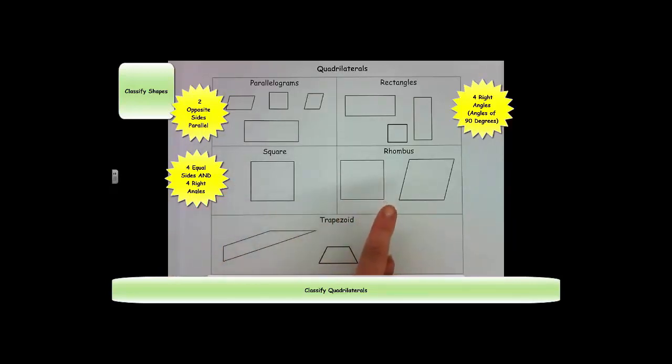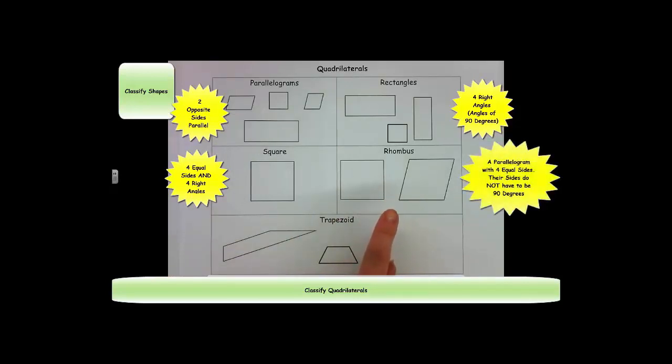We have a rhombus over here, and a rhombus is a parallelogram with 4 equal sides, but not all of the angles have to be 90 degrees. The last quadrilateral is a trapezoid, and a trapezoid is a quadrilateral that has at least 1 pair of parallel sides.